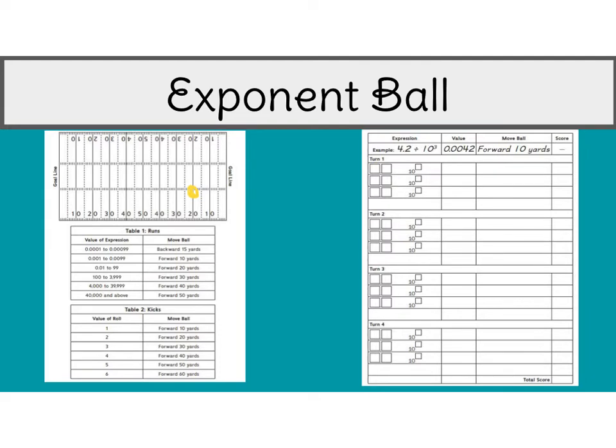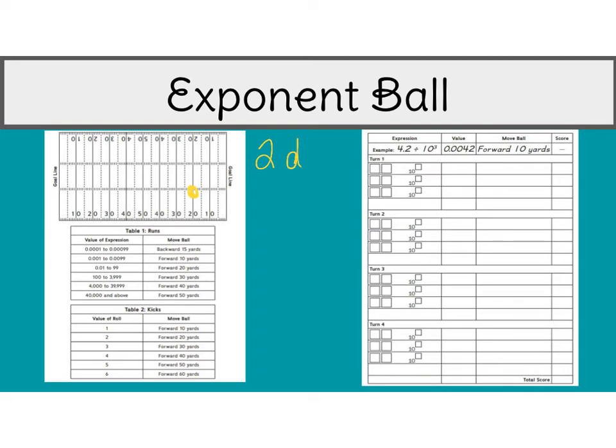Then you get 3 chances, and they must be runs on the ground. So when we look at your tables down here, table 1 is runs, and table 2 is kicks. The first 3 chances that you have must be runs on the ground. You're going to roll 2 dice.